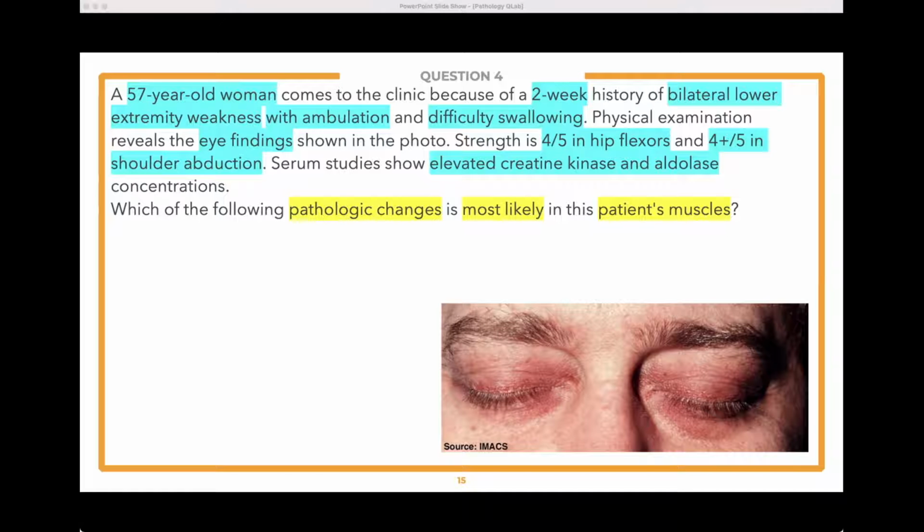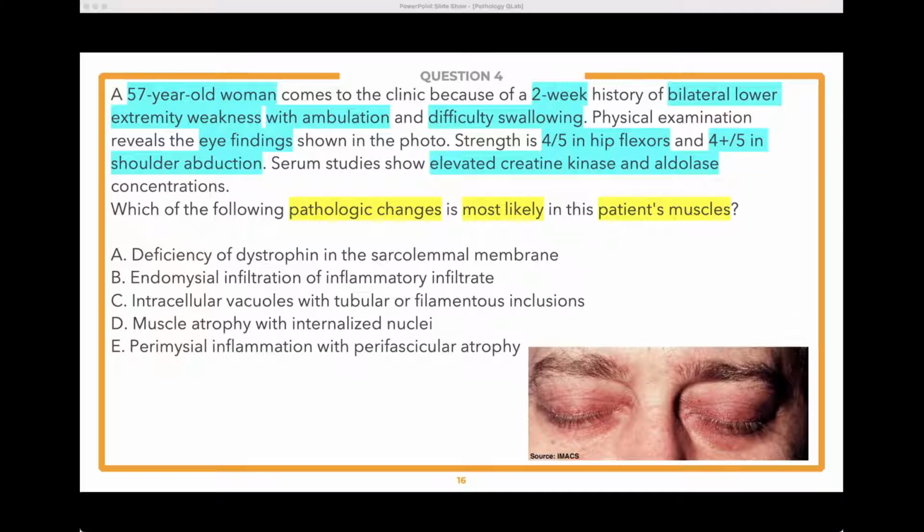So let's go ahead and take a look at those answer choices. And once again, we're going to start at the bottom and work our way up to the top. Answer choice E, perimysial inflammation with perifascicular atrophy. D, muscle atrophy with internalized nuclei. C, intracellular vacuoles with tubular or filamentous inclusions. B, endomysial infiltration of inflammatory infiltrate. And A, deficiency of dystrophin in the sarcolemmal membrane. So once again, we're going to go ahead and open up that poll. Go ahead and select what you think is the best answer here, and we'll talk about it in just a few seconds.